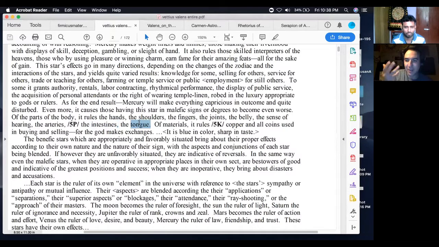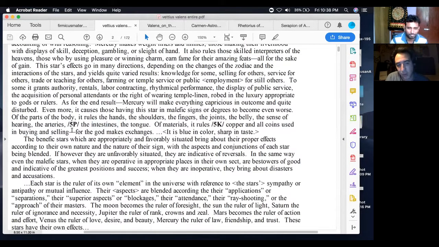The tongue, because of speaking, that's pretty obvious. Of materials, it rules copper and all coins used in buying and selling. So yes, being mercantility, it's not a real word, but it is now. Mercantility, buying and selling, right? So anything like that, that's quite obvious. Buying and selling, Mercury. Exchanges, yes, for the gods make exchanges, okay?